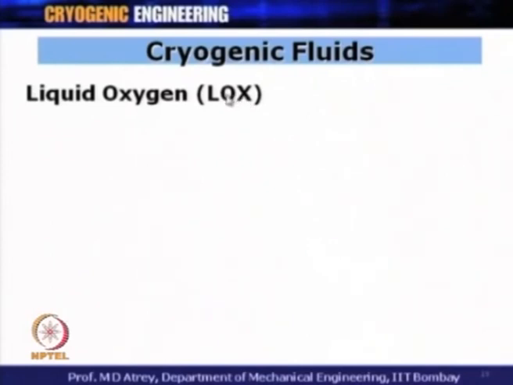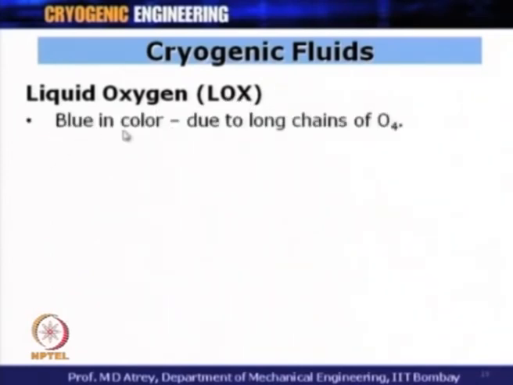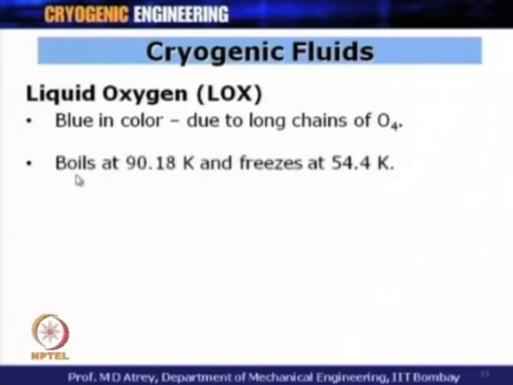Then comes LOX, which is called liquid oxygen. Liquid oxygen normally looks blue in color due to long chains of O4. Different oxygen molecules get chained together, and because of which you get a blue tint in their appearance. It has a boiling point of 90.18 Kelvin and a freezing point of 54.4 Kelvin. This again will be clear if one has a look at the TS diagram. All these properties are absolutely visible if one has a look at a TS diagram of these cryogens.